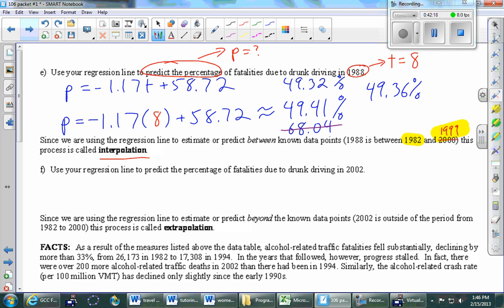If you are outside, for example, trying to predict in 2002, which is after the last point in the table, then it is called extrapolation. Okay, see the difference? You're in the table, interpolation. If you are outside, if you are extra, outside of, then it is extrapolation. So let's do part F.